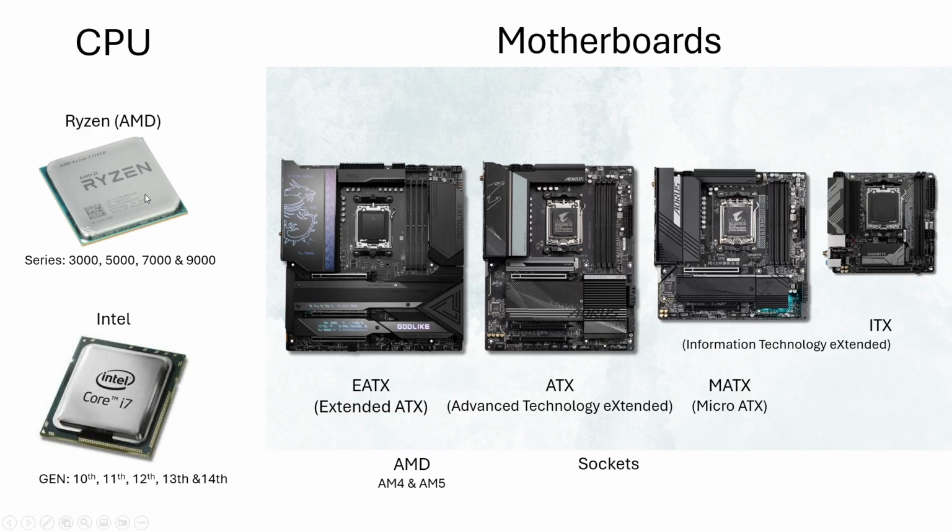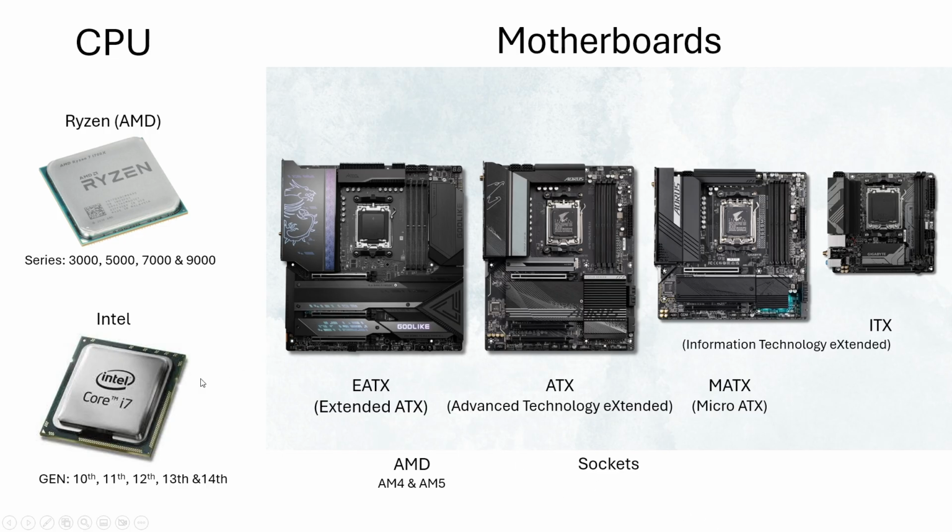So always remember, when you look at your CPU, you want to remember what socket it is. When you go to look at your motherboard, you want to look at the description and see if it says AM4 or AM5, depending on what series you get. For Ryzen, the 3000 and 5000 series both use AM4, and the 7000 and 9000 series use AM5.